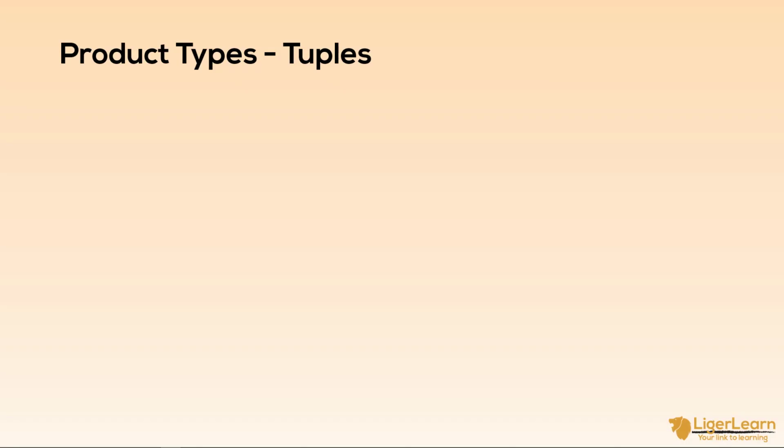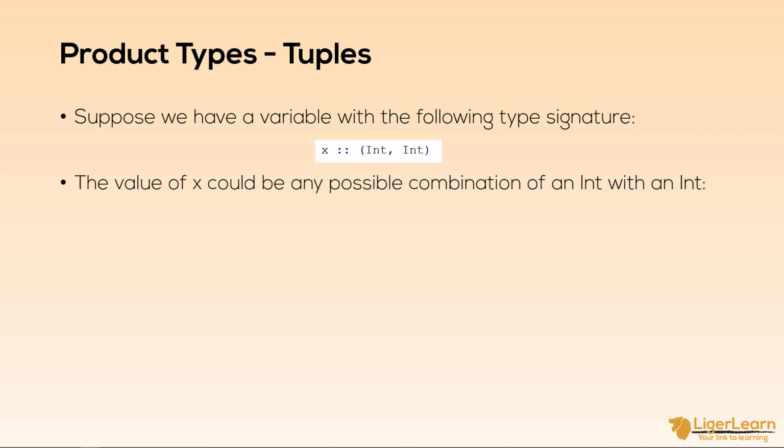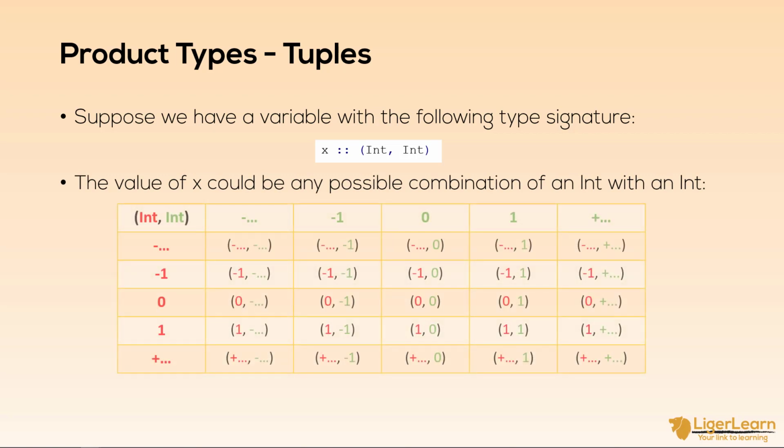Now suppose we declare a variable x which has the type of a two-tuple, with the first and second elements both being ints. The value of x could be any possible combination of an int with an int. We can enumerate all of the possible values in a table, just like before. The triple dots represent all of the missing values until either the minimum bound or maximum bound for an int.